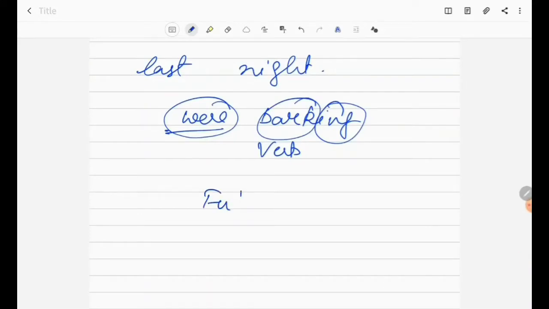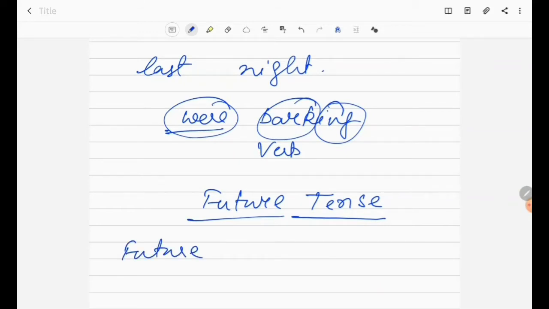Which we will discuss about the future tense. So first let us learn the definition of a future tense. So what is a future tense? Future tense refers to any action which is yet to happen or have not taken place, but it is going to happen in the future.